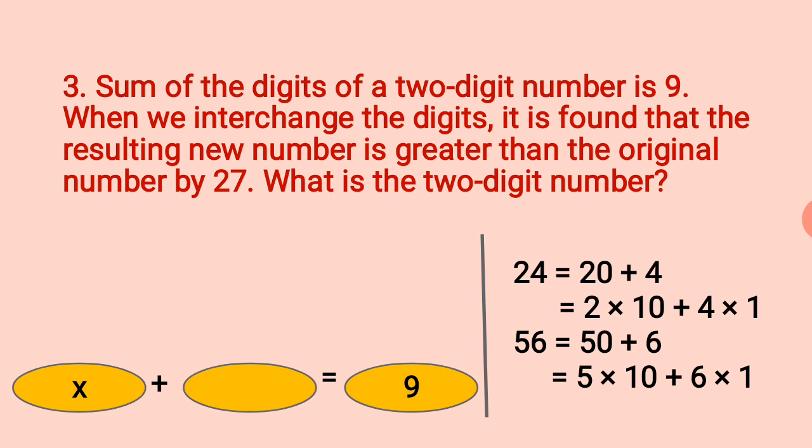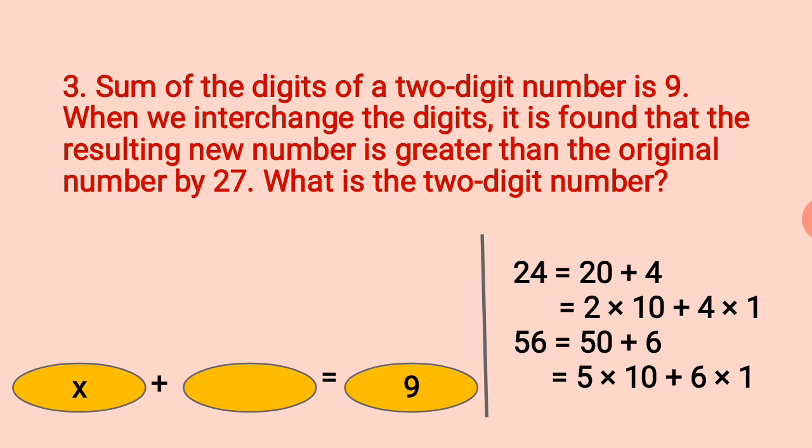The same thing is done for 56. That is written as 50 plus 6. So it is 5 into 10. So 5 was there in the tens place, it is multiplied by 10. And 6 was there in the ones place, it is multiplied by 1. Now with this knowledge we'll proceed. We have to consider the 2-digit number.